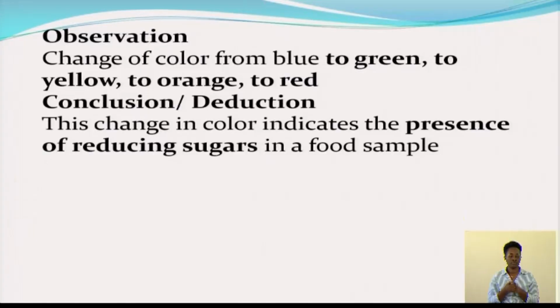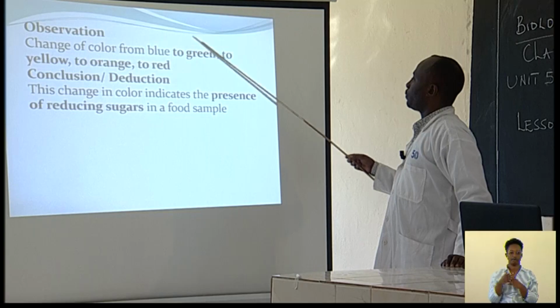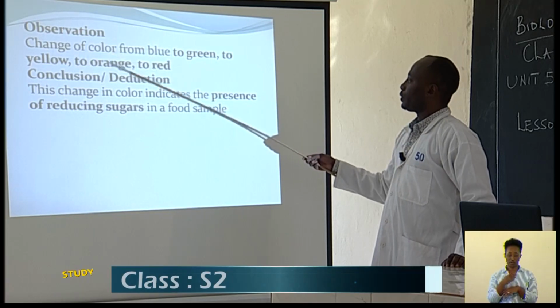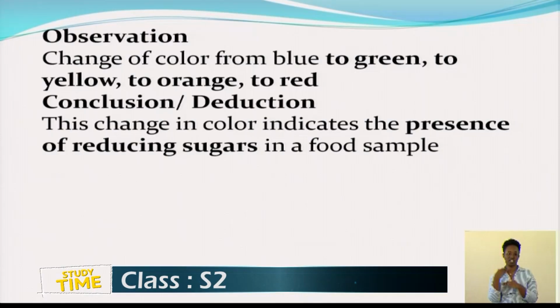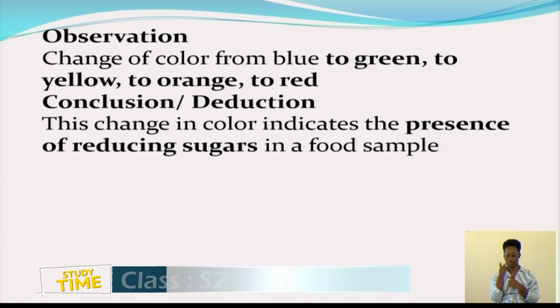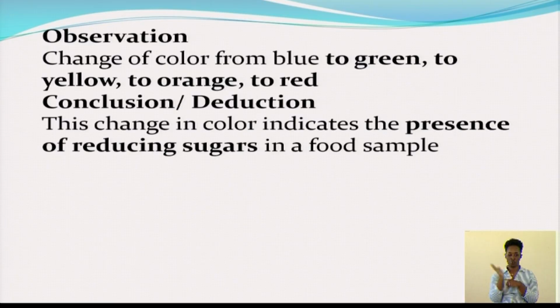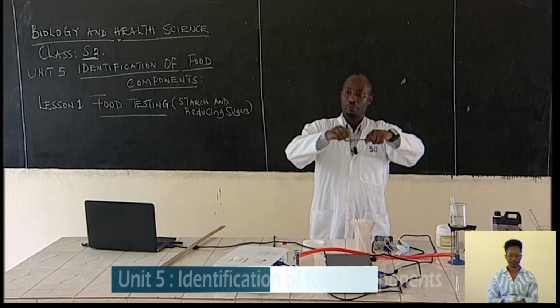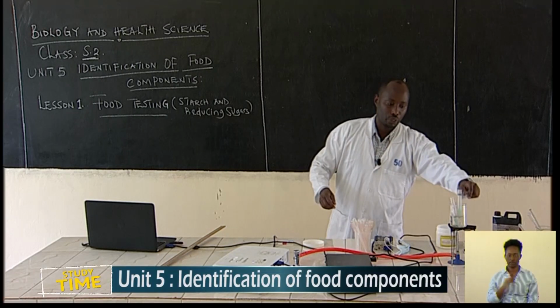Observation: the color is changing from blue, which is the color of the Benedict's solution, to green, from green to yellow, then from yellow to orange. Automatically, we have already seen the color of green. The green color is being observed from the observation we are doing now.